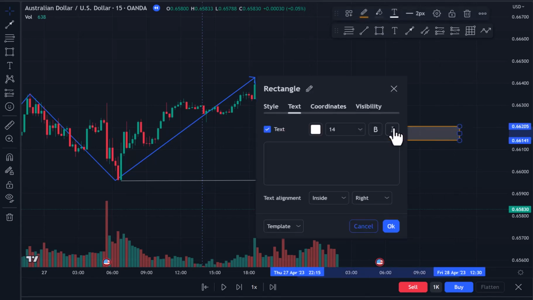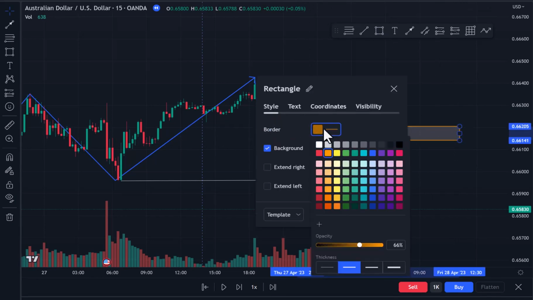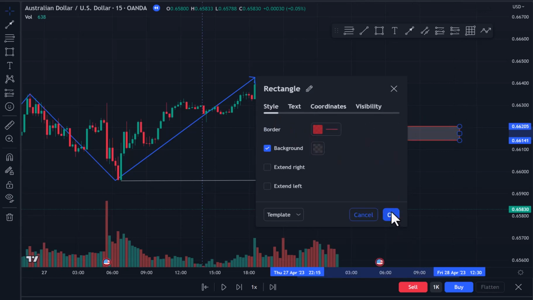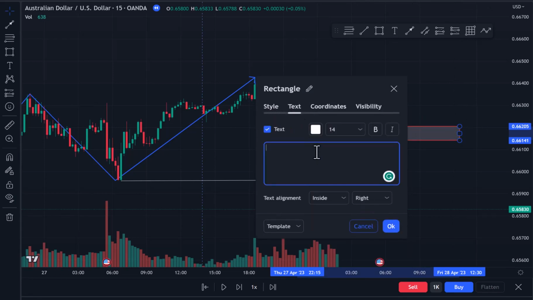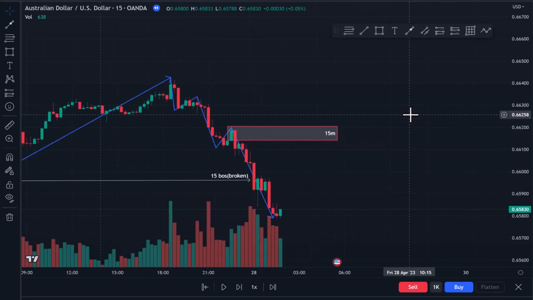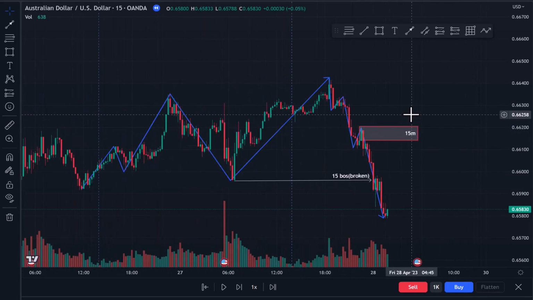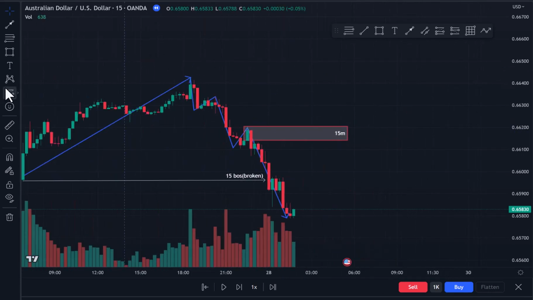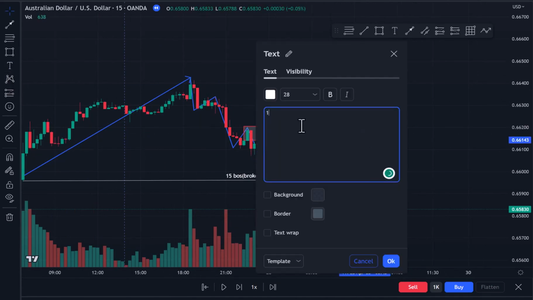And turn that red because we know we're in a downtrend, and here's the 15-minute key level label. So here's our 15-minute chart. We can say we're in a downtrend on the 15-minute chart.